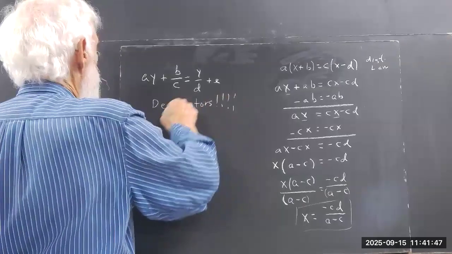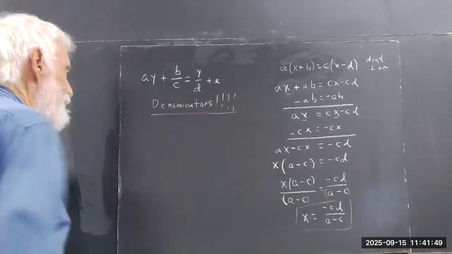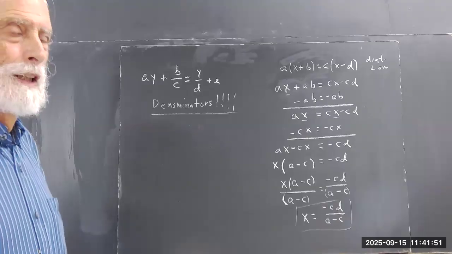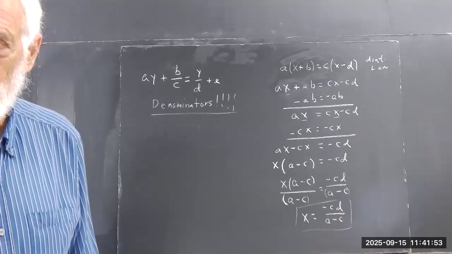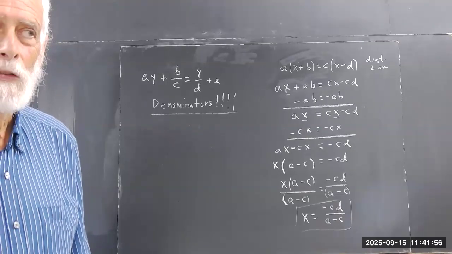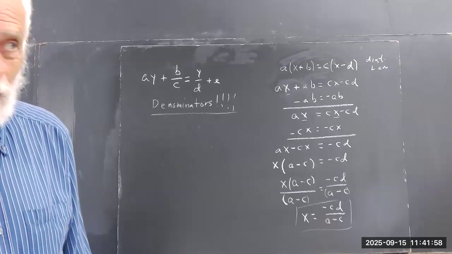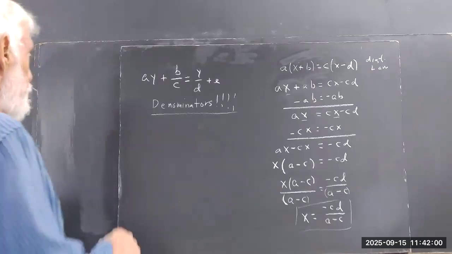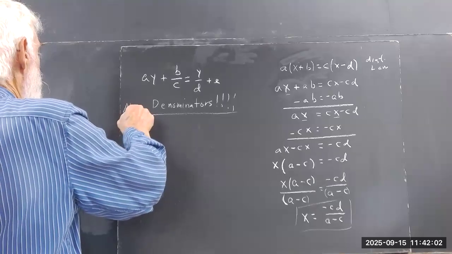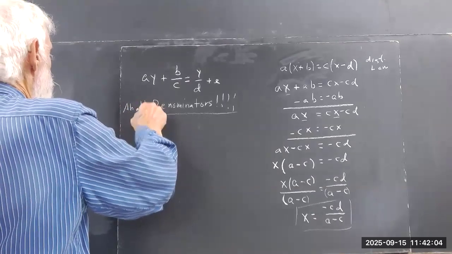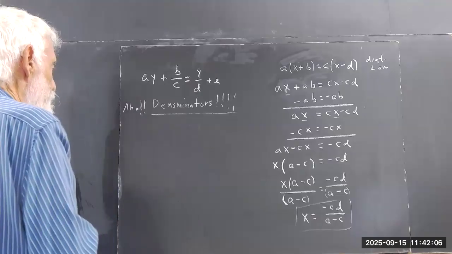I'd be gratified if I saw in your work where you write denominators with 4 exclamation points, at least 4. Okay? And you could even put aha with a couple of exclamation points.